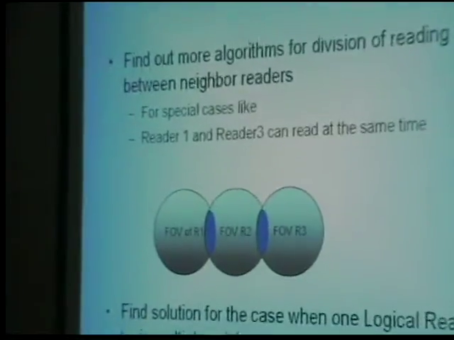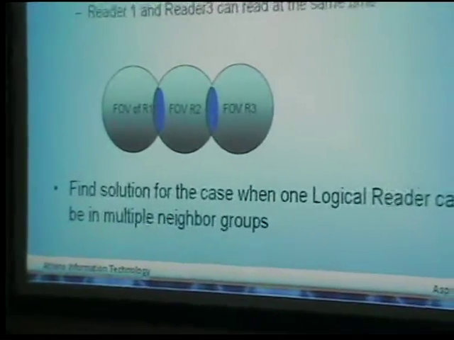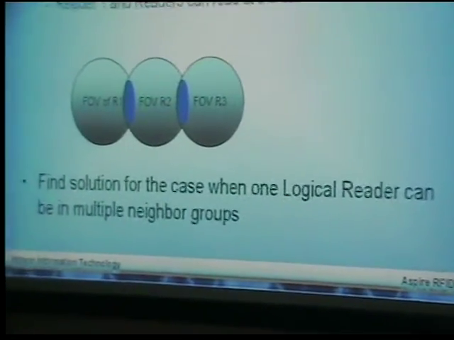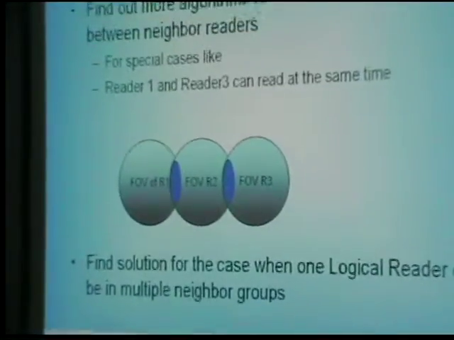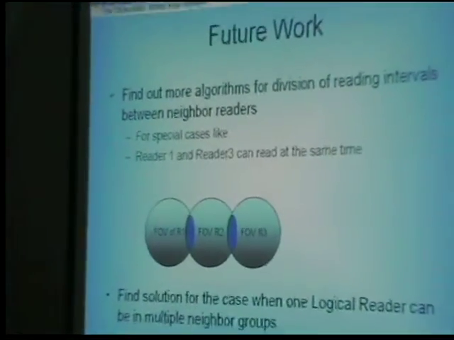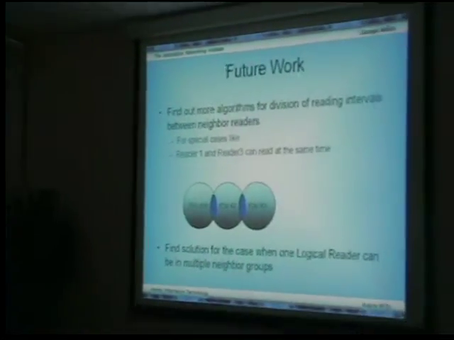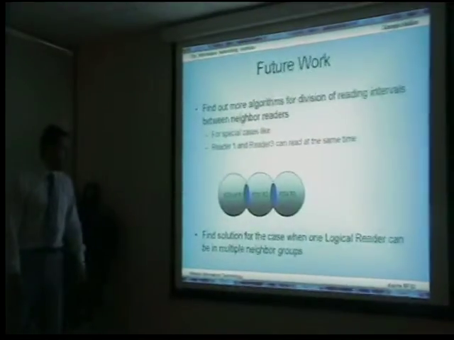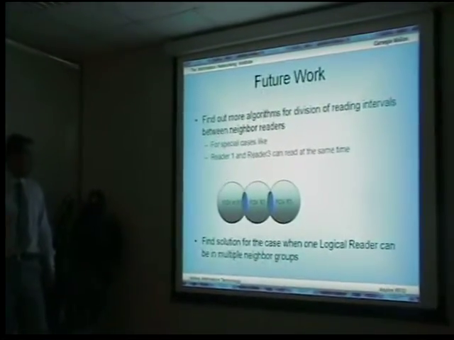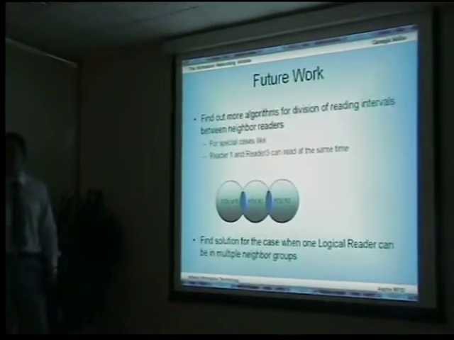First, we can implement a solution where reader 1 and reader 3 both work at the same time, and after some amount of reading time, they will be stopped and only the second reader will read. In this way we can also avoid the collision problem. And we can also find a solution for the cases when one logical reader can be in multiple neighbor groups.